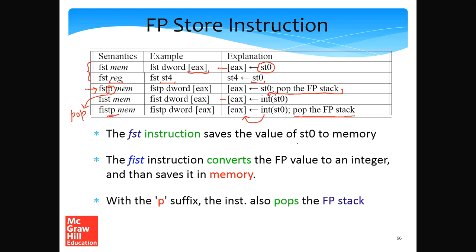So what have we looked at? Till now we have looked at FLD and its variants like FILD. We have looked at floating point exchange, which exchanges the contents of two registers. We have looked at FST, which stores the value of a floating point register either in memory or in another floating point register. Again, the variants with a P suffix pop the stack, and FIST is for integer conversion, and so on. So the main instructions we need to bother about are FLD and FST.